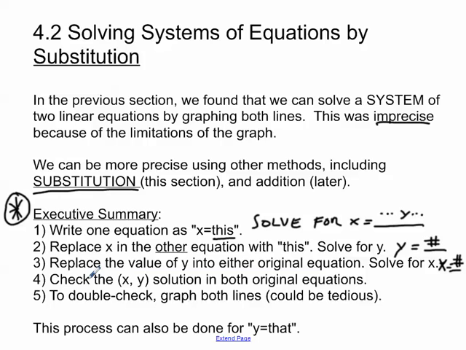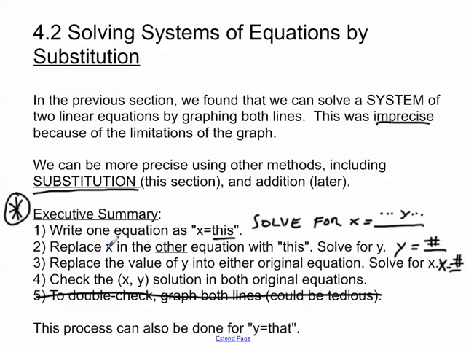You'll have a solution. And then you can double check your solution in both original equations, and you could probably double check by graphing both lines, but I would say as long as we double check here, we're going to be okay. And keep in mind that you don't have to solve for x right away. You can solve for y. If y is just by itself, you can solve up here for y equals something.